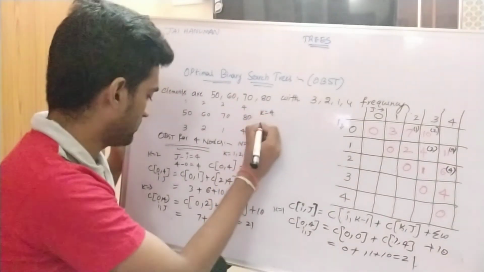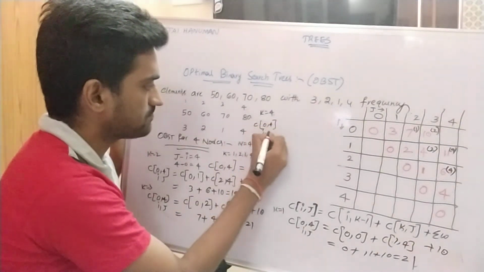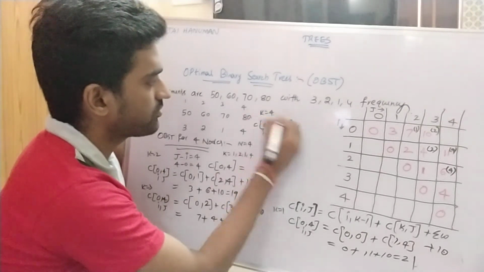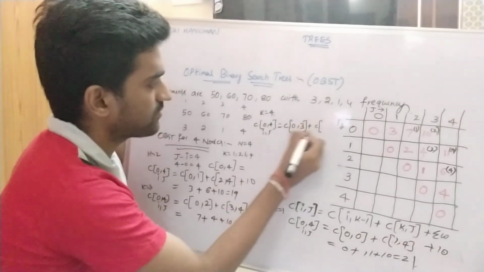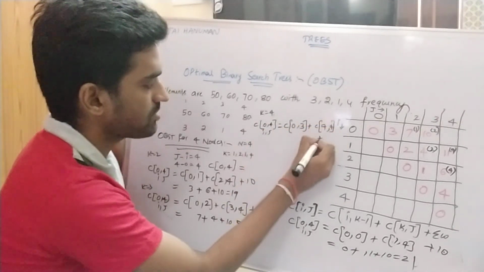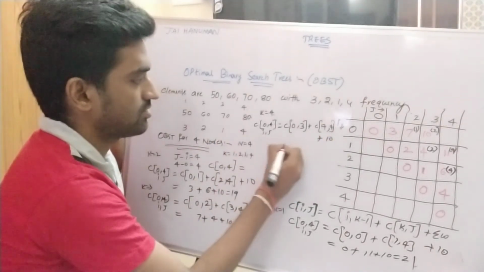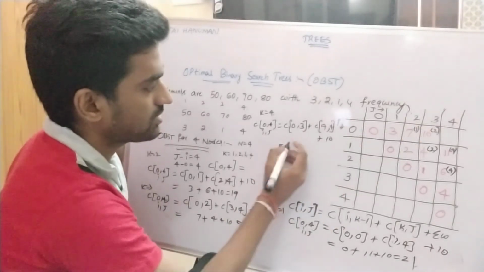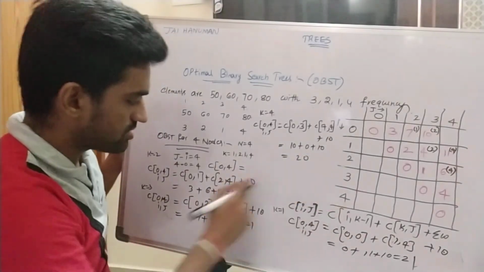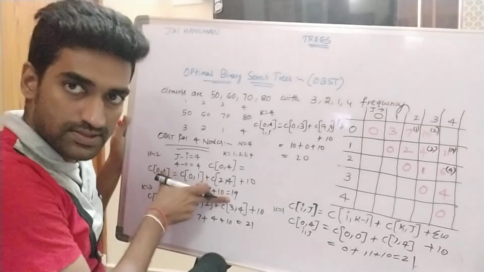Again k equal to 4. I am calculating cost of 0 comma 4 for k equal to 4. This is i comma j. Cost of i comma k minus 1, 4 minus 1, 0 comma 3, plus cost of k comma j, 4 comma 4, plus sum of weights, 10. So 0 comma 3 is 10, 4 comma 4 is 0, plus 10, which is equivalent to 20. So among those, which one is the minimum cost? 19. When k equal to 2, cost of 0 comma 4 is the minimum, right?